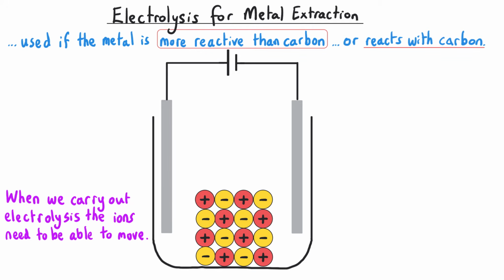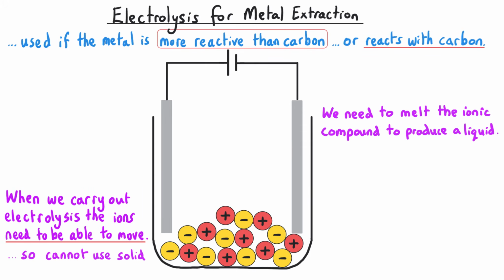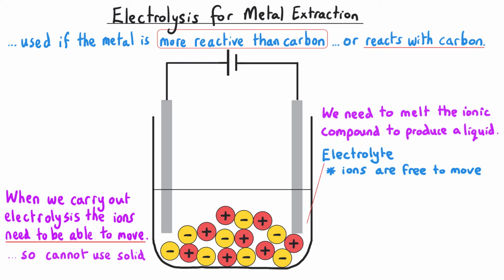When we carry out electrolysis, the ions in the ionic compound need to be able to move. And so this means that we can't use a solid because the ions in the solid can only vibrate slightly about a fixed position. And so this means that we need to melt the ionic compound to produce a liquid. And we call this liquid the electrolyte. And since it has ions that are free to move, it can conduct electricity.